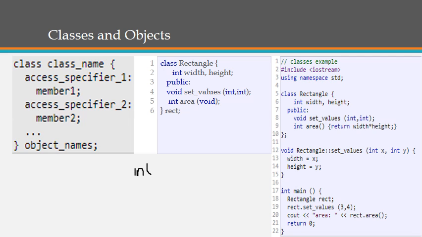int a, the class would be the data type, and the variable, particularly the identifier in this case, will be the object.